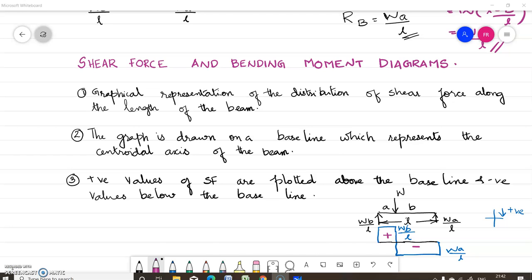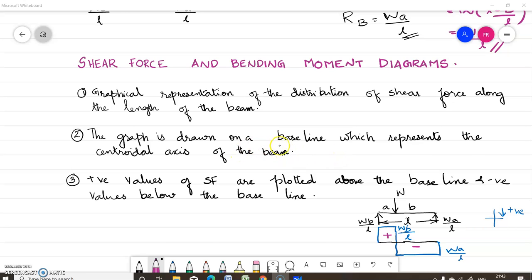Students, now we'll see about shear force and bending moment diagrams. Now what is a shear force diagram? A shear force diagram is a graphical representation of the distribution of shear force along the length of the beam. It is similar to a graph, and the graph is drawn on a baseline which represents the centroidal axis of the beam. It is usually taken as the x-axis.